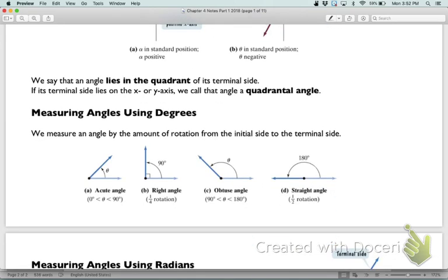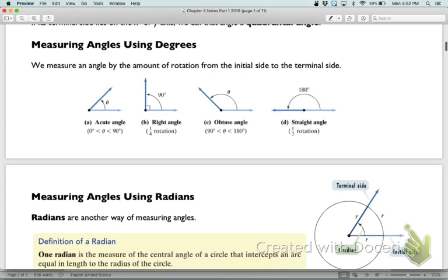Okay, so we are used to measuring angles with degrees, and this is just a refresher for you of where the classifications for angles can come up. So an acute angle is between 0 and 90 degrees. A right angle is going to be an example of a quadrantal angle because that would land on the positive y-axis. That's a 90-degree angle. Obtuse is going to be between 90 and 180, and then a straight angle would be another example of a quadrantal angle, is 180 degrees.